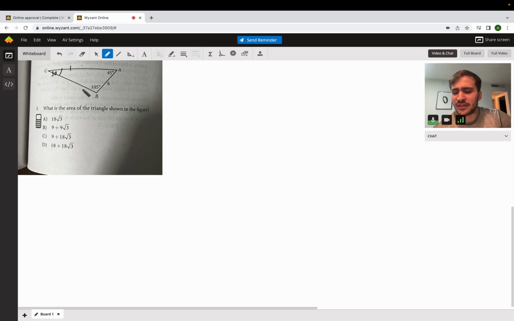We have 105 degrees here. It's asking for the area of the triangle. We know that the area of the triangle can be found by multiplying 1/2 times the base times the height. So in order to find out the area of this triangle, we need to figure out the height and we need to figure out the base.